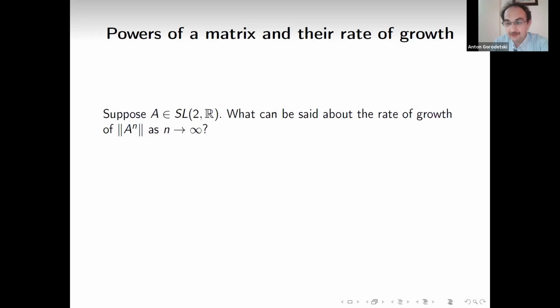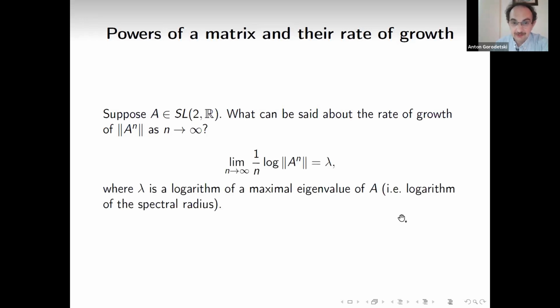Or, and now we reduce the question to the one that every student should be able to answer, let's just take one matrix and multiply it by itself and see how the norm of that matrix grows. It's well known that in this case, there is a well-defined exponential rate of growth, which is just the logarithm of the absolute value of the maximal eigenvalue of this matrix. And that's exactly what we call the Lyapunov exponent in this case.